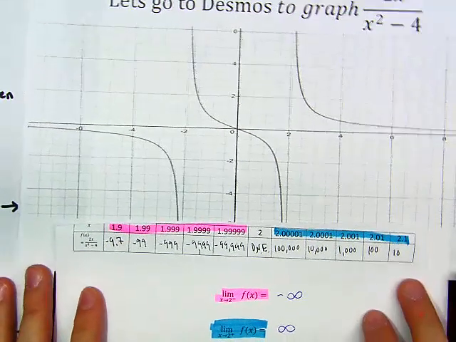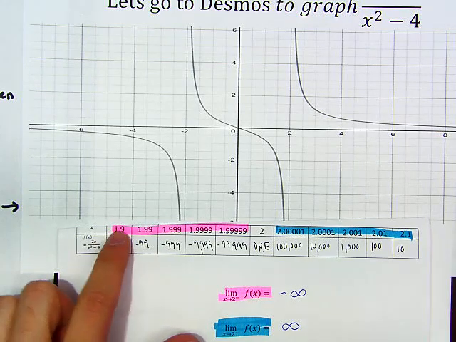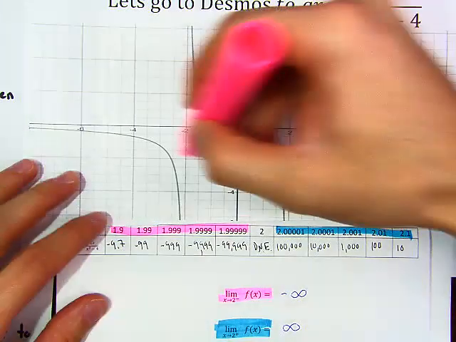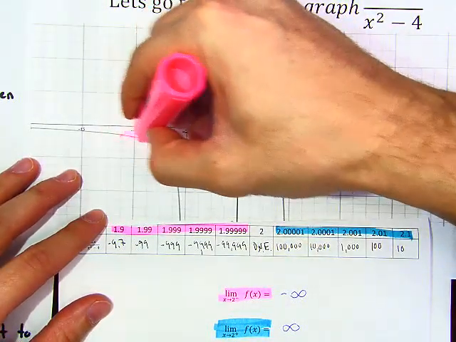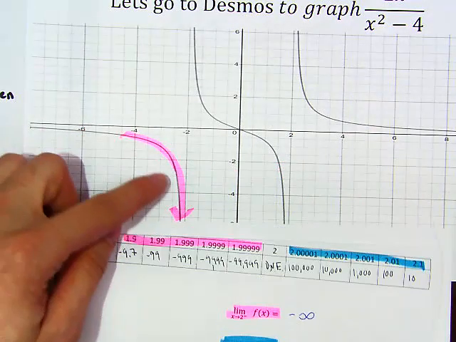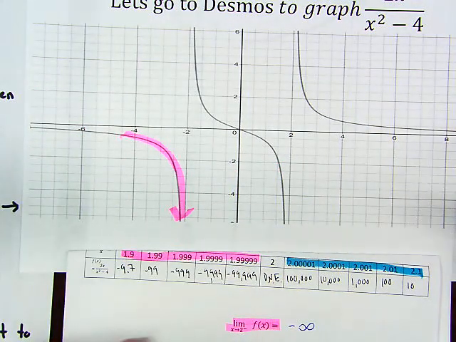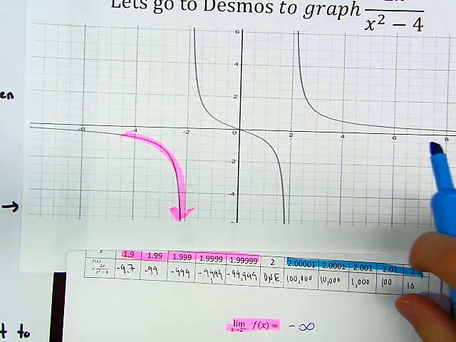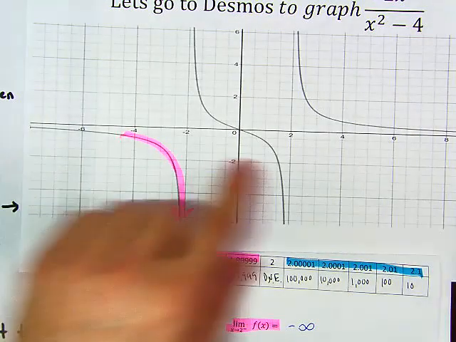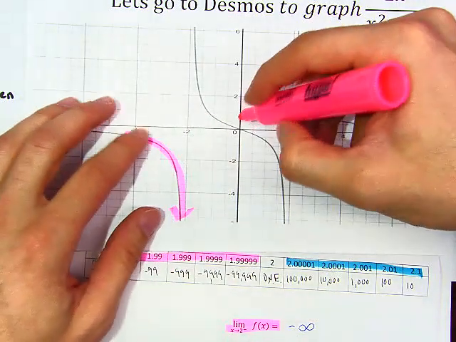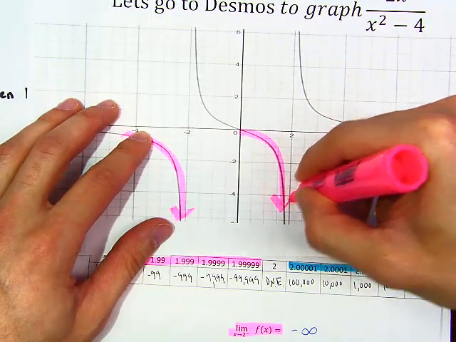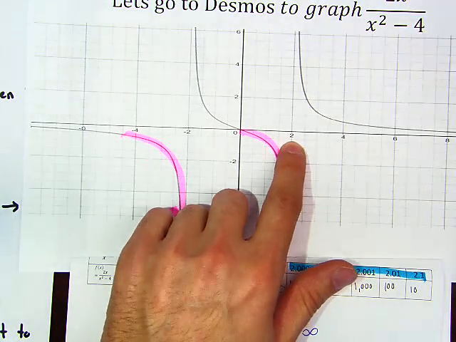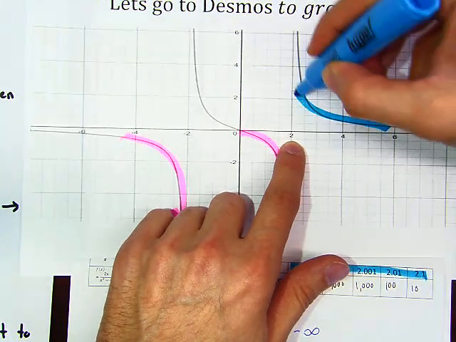Notice here that as you're going from the left, what happens to the values? It's going to negative infinity. It's going all the way down. Notice that when you're coming from the right, we're going to which value? We're going to 2, sorry. So because we're at 2, we're looking here, that these values are going to negative infinity. When I'm approaching 2 from the right side, they're going to positive infinity.